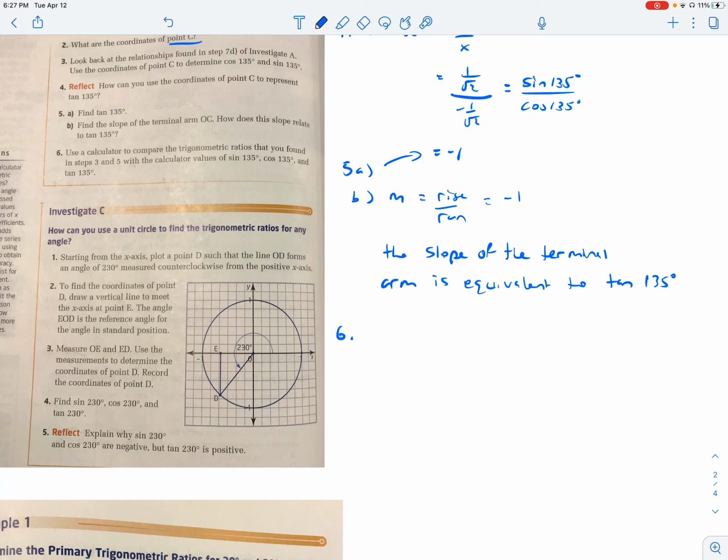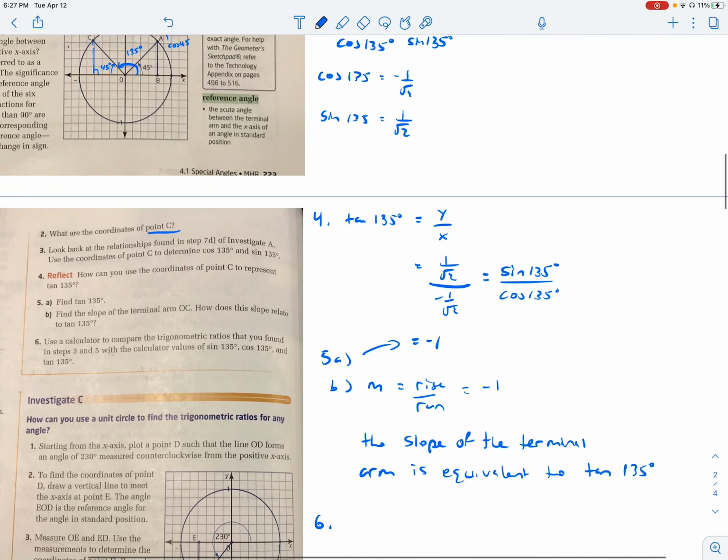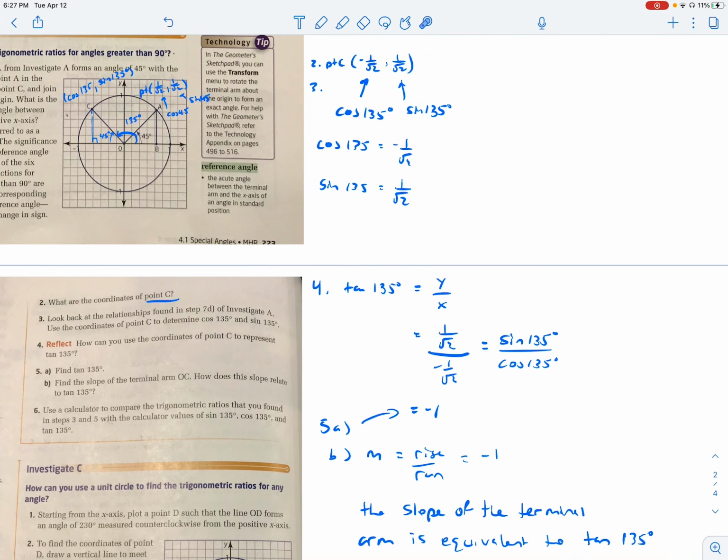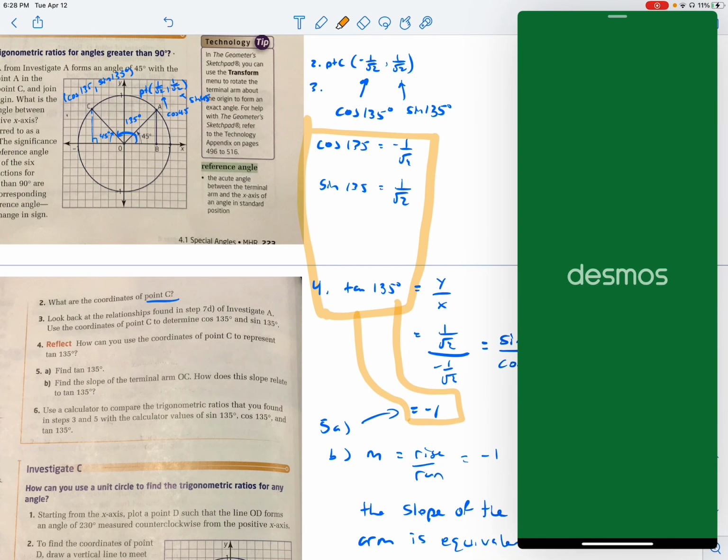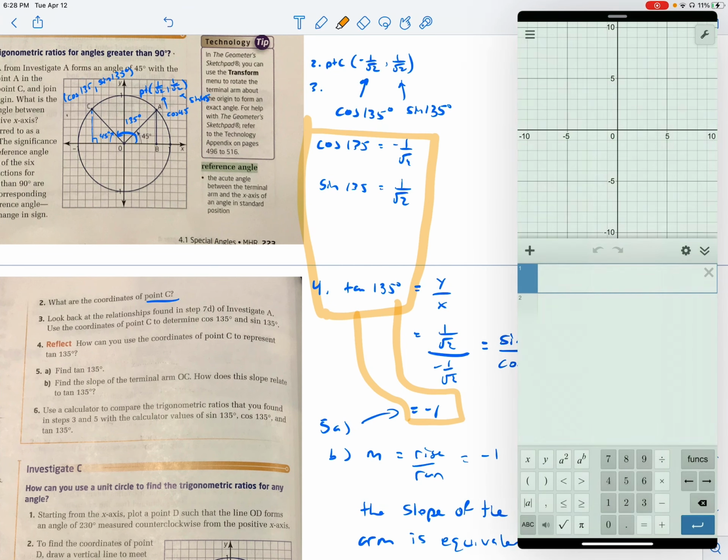All right, last question 6. Use a calculator to compare the trig ratios that you found in steps 3 and 5 with the calculator value. So here we have found cos, sine, and tan. Okay, tan's actually right over here. I'll include that in. So let's go ahead and check. So cos of 135, we should see a negative 0.707.